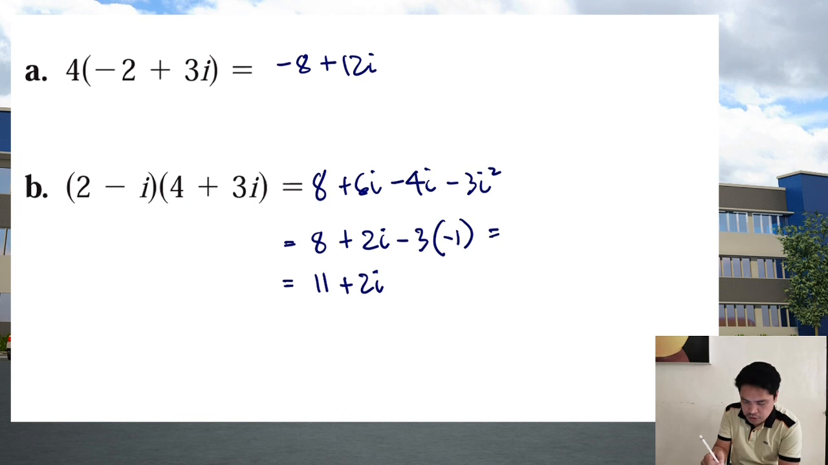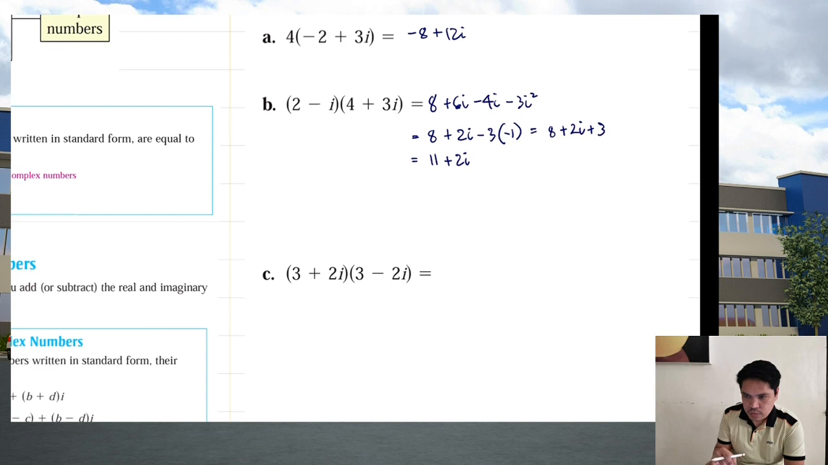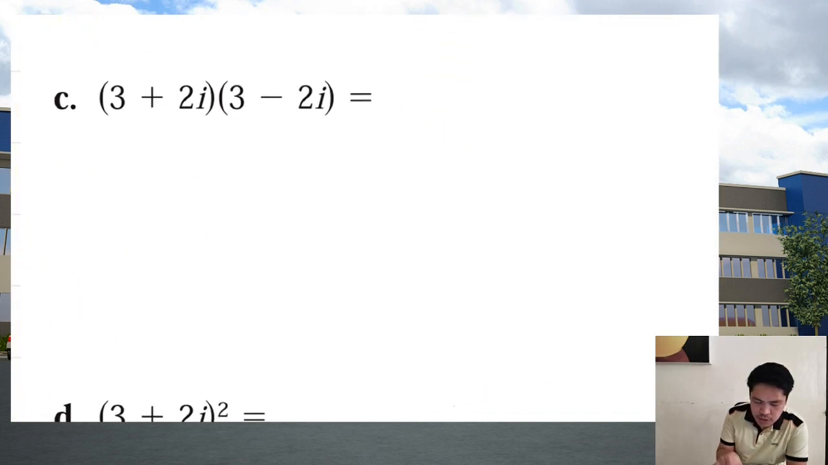Okay, lagyan natin ng detail dito konti. So 8 plus 2i plus 3. So 8 plus 3 is 11 plus 2i. So that's it. Okay, we still have this for letter C.